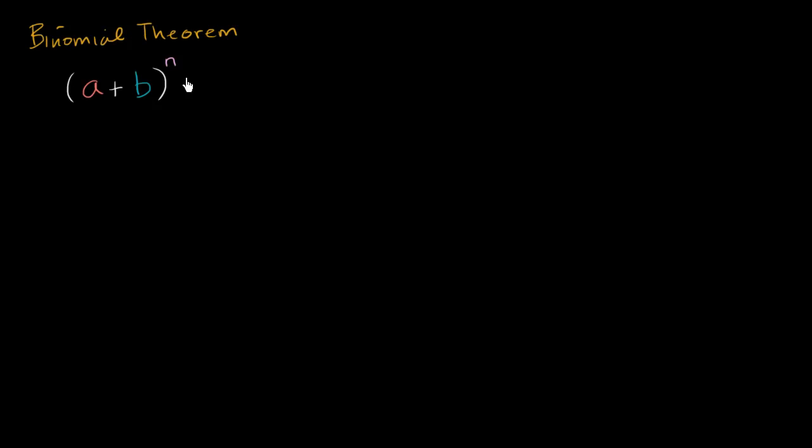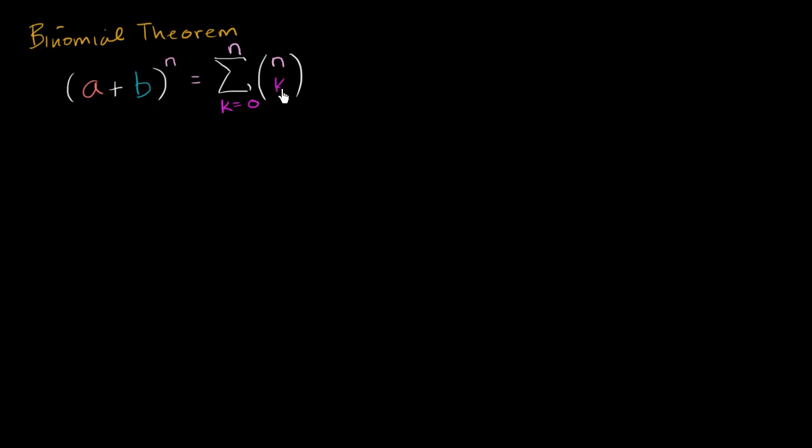The binomial theorem tells us that this is going to be equal to, and the notation is going to look a little bit complicated at first, but then we'll work through an actual example. It is going to be equal to the sum from k equals 0 to n, this n and this n are the same number, of n choose k. And we'll review that in a second.